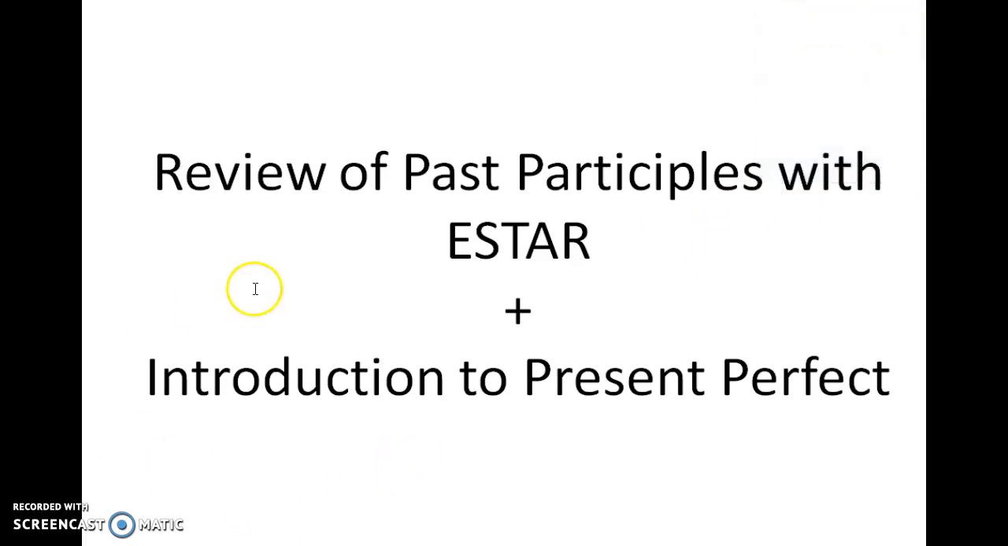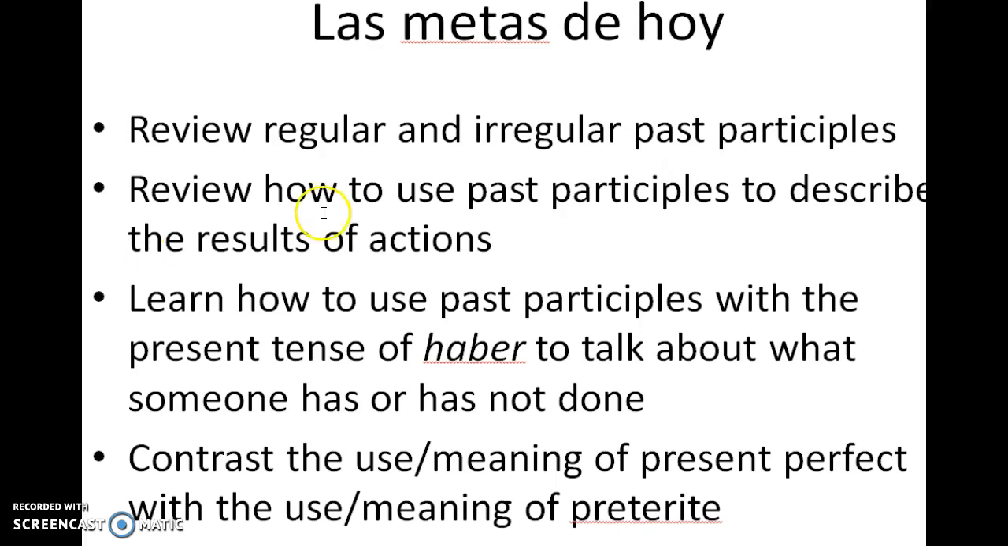I'm going to first go over some regular and irregular past participles. Very key part of this. You'll remember them from the yellow cards we practiced with earlier this semester. Then we're going to review how to use those past participles to describe the results of actions using the very important verb estar. Once we're back up to speed on how to use that, we're going to learn how to use past participles with the present tense of a new helper verb called haber, and that's going to help us talk about what someone has or has not done.